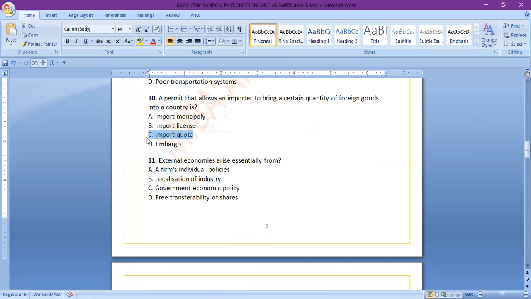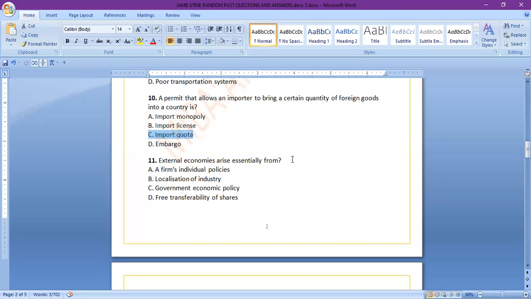Certain individuals, certain firms can be given a quota to import certain products. The reason why quota is provided is to prevent the excessive importation of certain categories of goods, especially those that are also produced locally. So in most cases, those import quotas are initiated in order to protect the local firms.